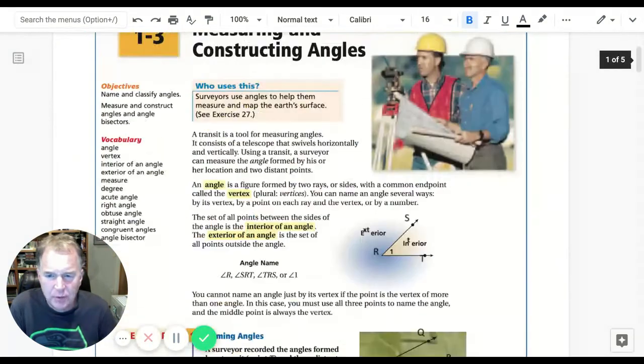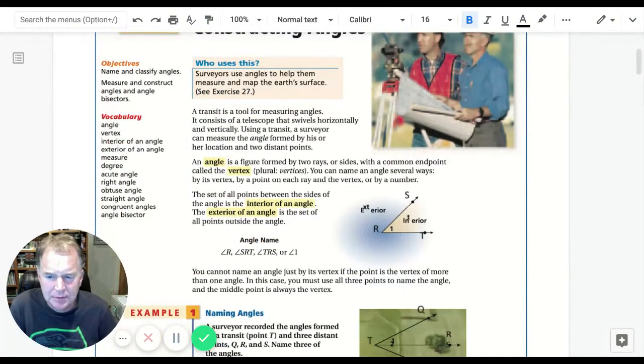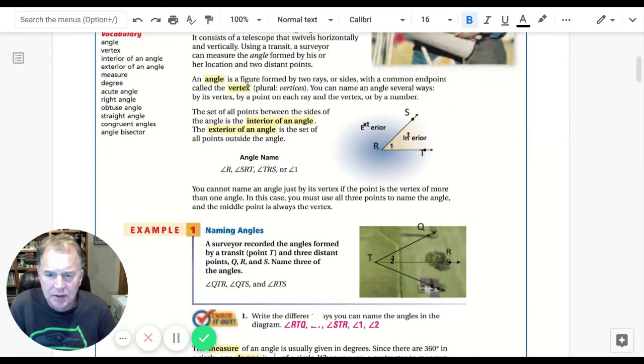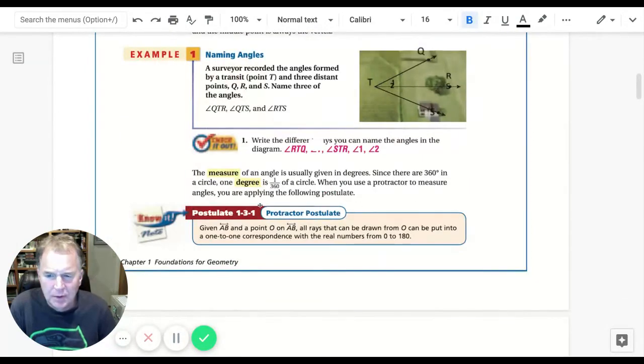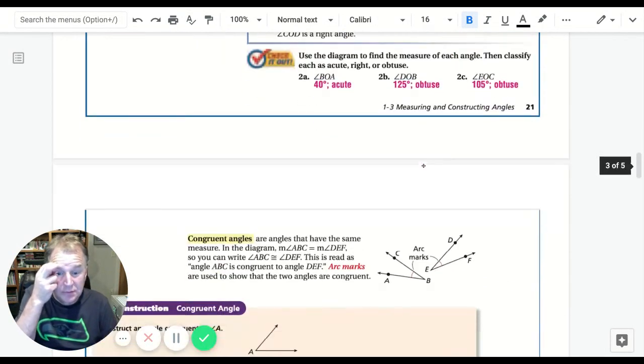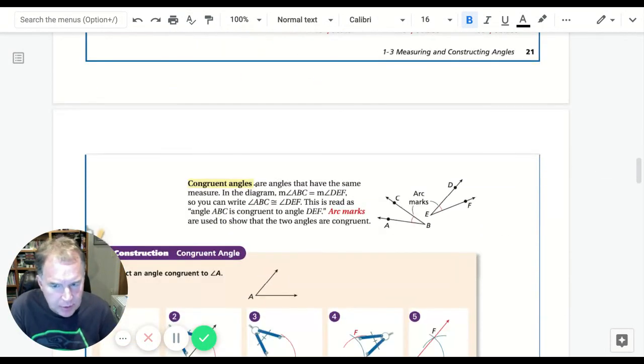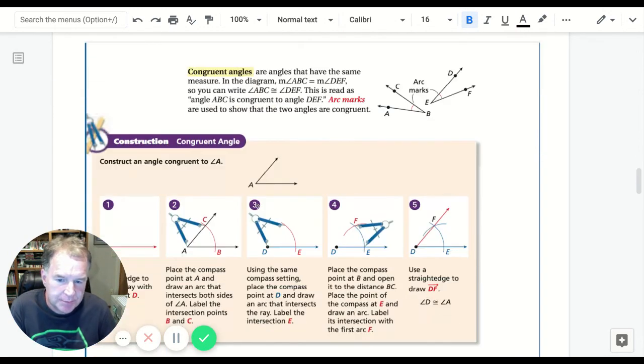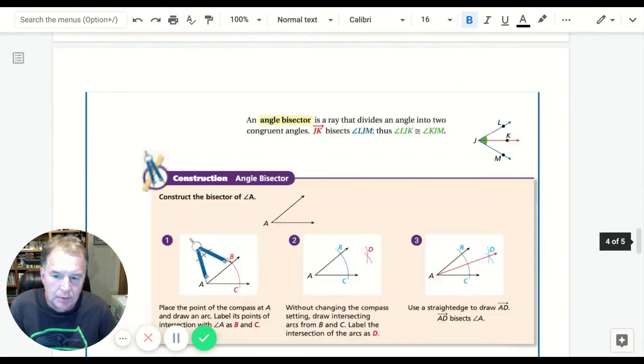There are lots of important vocabulary words on this assignment. Angle, vertex, the idea that the vertex is in the center. We know what degrees are. Make sure you know the acute, right, obtuse, and straight. And you've got to know how to mark congruent angles. And it's really important you understand the difference between saying things are equal using measure and saying that their shapes are the same using congruence. The idea of a bisector is also very important.